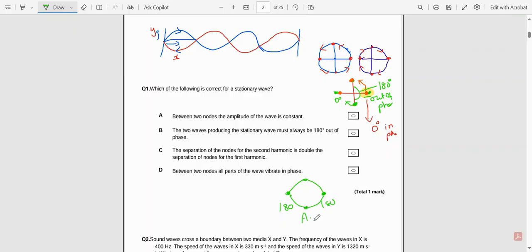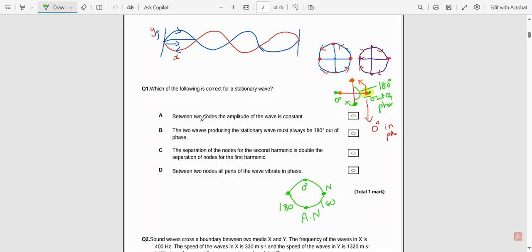So this is antinode, this is node actually. Here nodes will always be in phase, that is 0 degree. Antinode will always be out of phase, that is 180 degree. That is the representation of a stationary wave. So we first learnt about the stationary waves. Now we are going to solve that question.